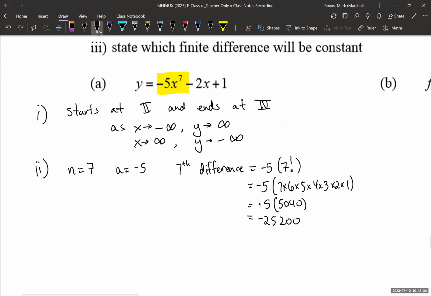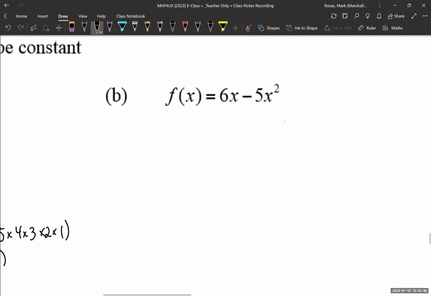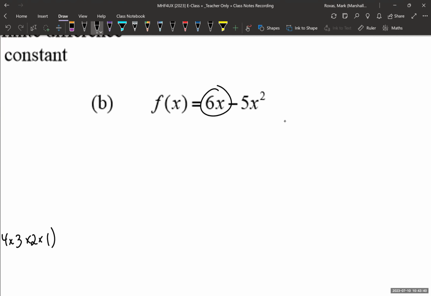Okay, let's look at another function, 6x minus 5x squared. So again, don't look at this. It's not right. 6x is not the leading term. It's going to be negative 5x squared. So I'll just rearrange it like that. Okay. The leading coefficient is negative 5. The degree is 2. If I look at that exponent, n equals 2.